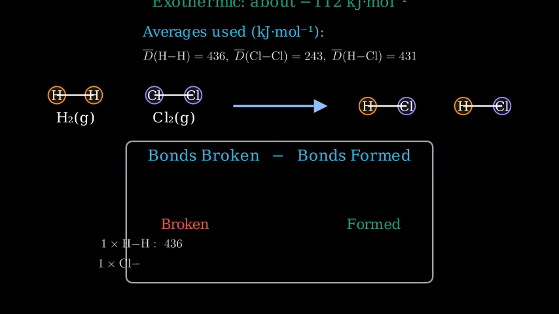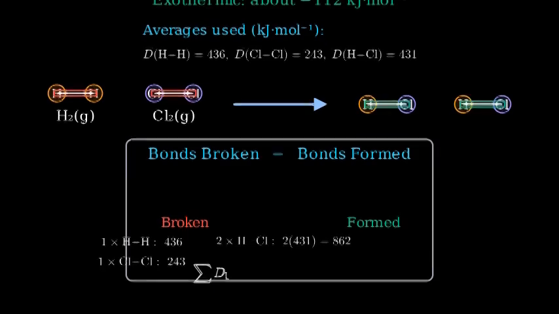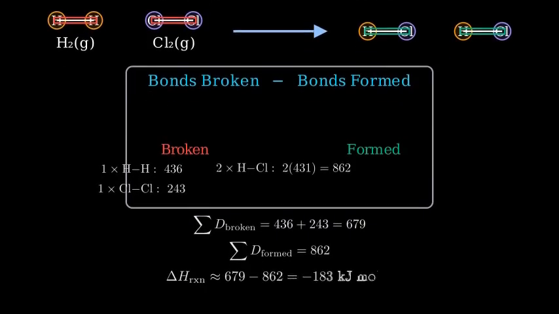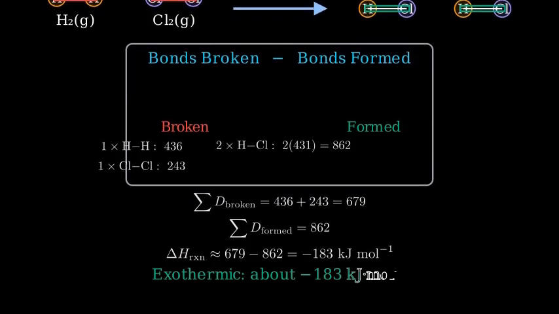Bonds broken, 1 H-H and 1 Cl-Cl. Bonds formed, 2 H-Cl. Now compute and subtract formed from broken. The reaction is exothermic by about negative 183 kilojoules per mole.